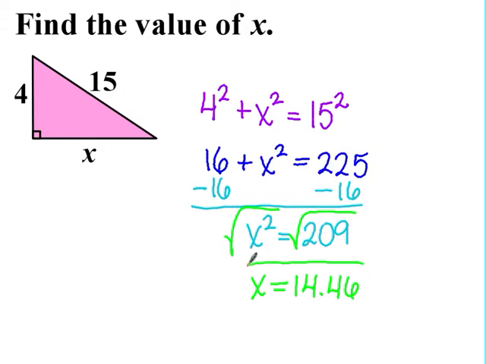14.46. Now, just a little bit about the sides. Some of the things you're going to notice: the two legs are always going to be the two shortest sides. The hypotenuse will always be the longest side.